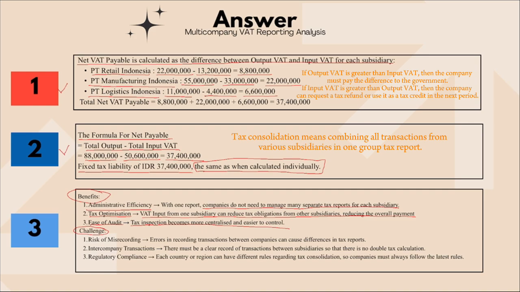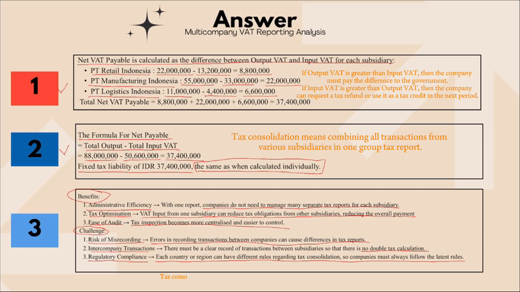The challenges. Number one, risk of misrecording. Misrecording is an error in recording transactions between companies that can cause differences in the tax report. Number two, intercompany transactions. There must be a clear record of transactions between subsidiaries, so there is no double tax calculation. Number three, regulation compliance. Each country or region can have different rules regarding tax consolidation, so a company must always follow the latest rules.